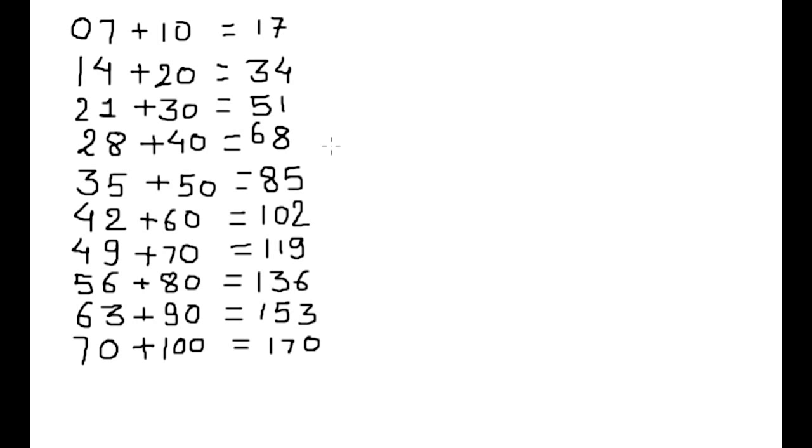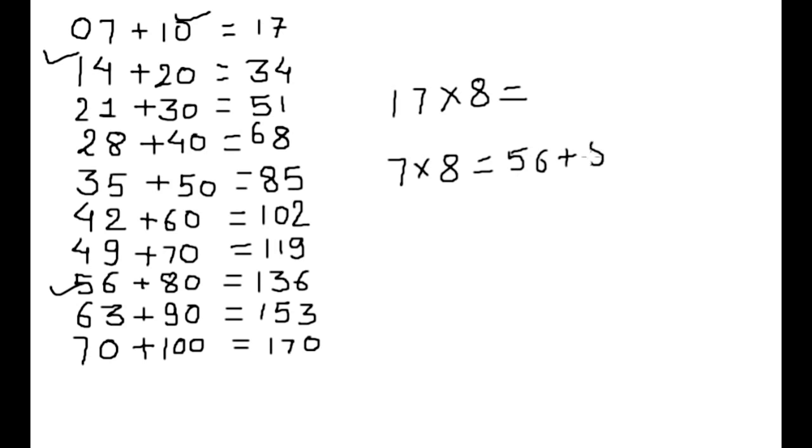So you have to follow only 2 steps. First, write the 7 times table and add from 10 to 100, and you will get the 17 times table. Now, 17 into 8. If we want to know this, we will write 7 into 8 is equal to 56 plus 80, because this is the 8 times table. So we will add 80, which is equal to 136.